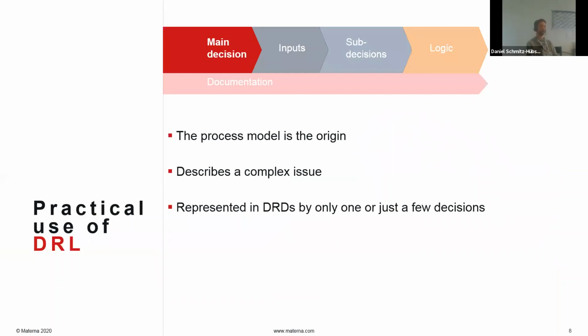So yeah, the main decision, as I mentioned, comes from the process model. But as some mentioned, there are also sometimes projects that don't have a real process behind them, but there's a rule decision you have to make. And there too you must have one decision. And this must be a complex decision because otherwise it's not worth the effort of the whole overhead with DRDs and everything. And it's mostly represented by one or just a few decisions in the DRD.